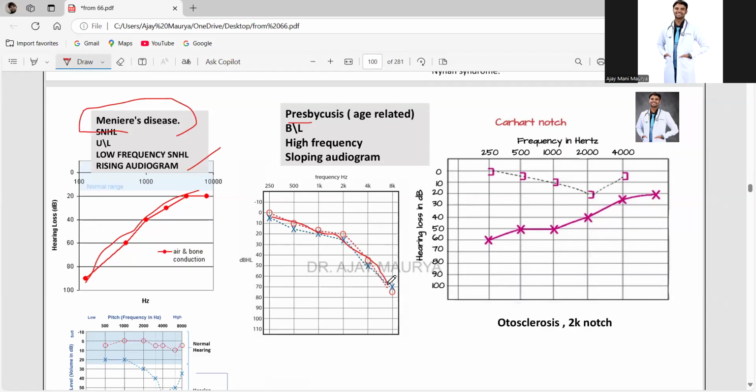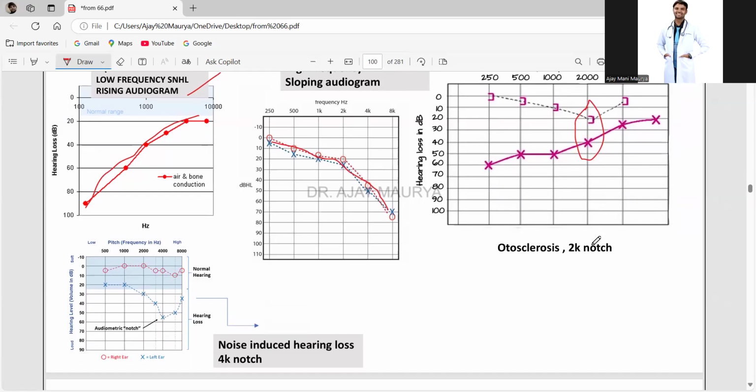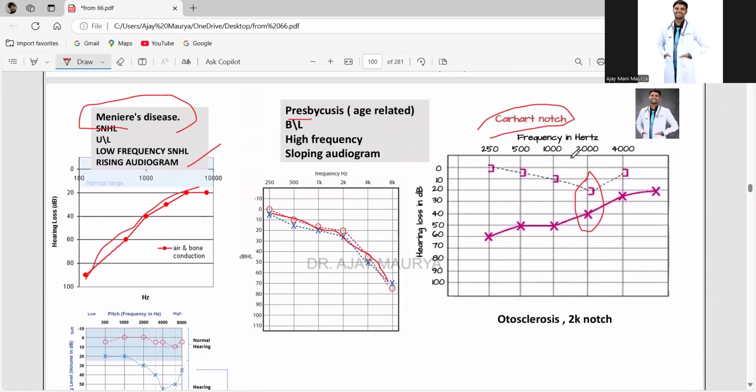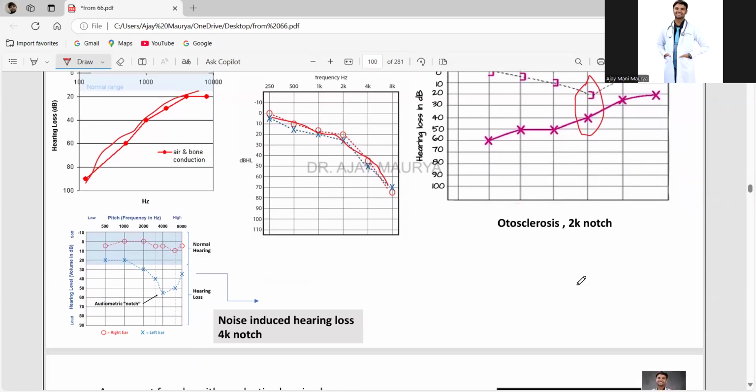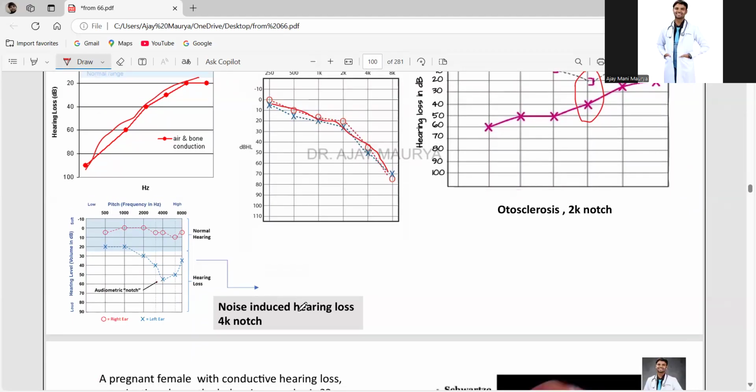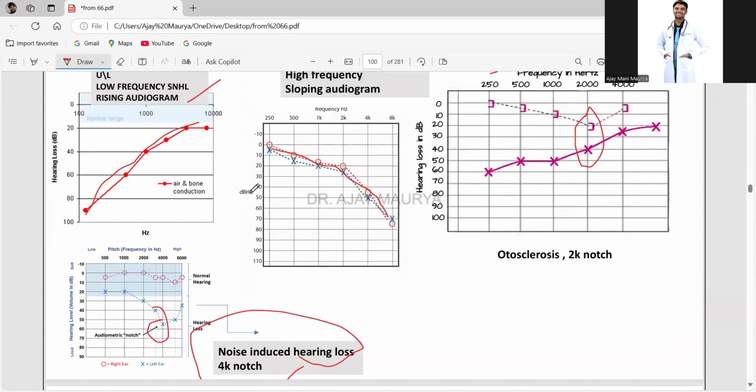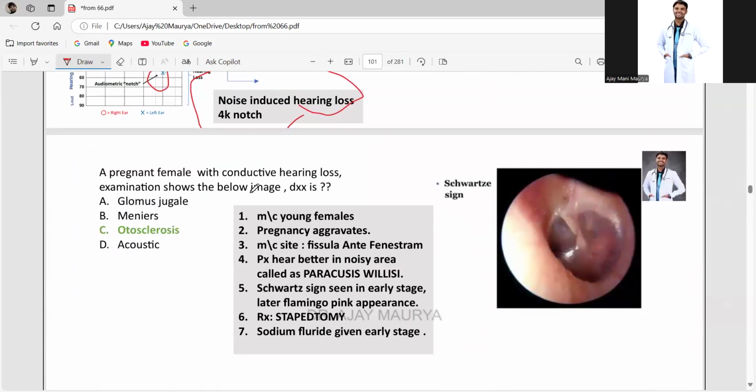Now this is the Carhart notch at 2000 Hz. It is seen in the case of otosclerosis. Just remember that otosclerosis is a 2K notch. And there is noise-induced hearing loss. Noise-induced hearing loss has the notch at where? Notch at 4000. This is how they are going to ask in the questions.